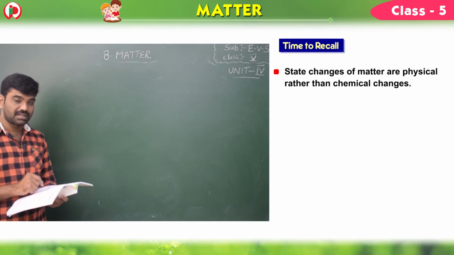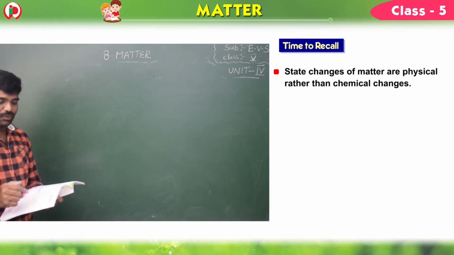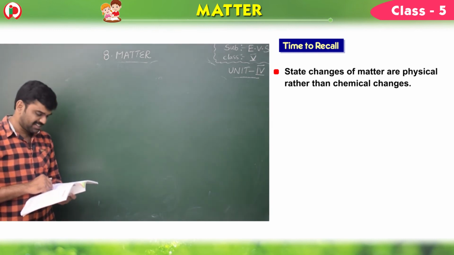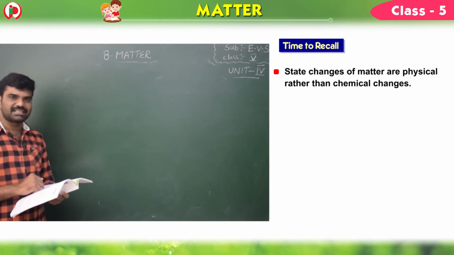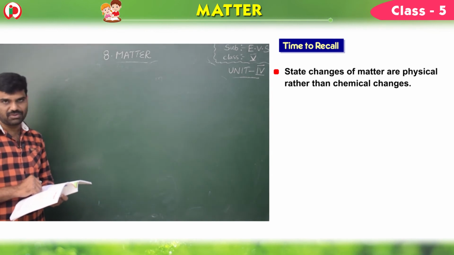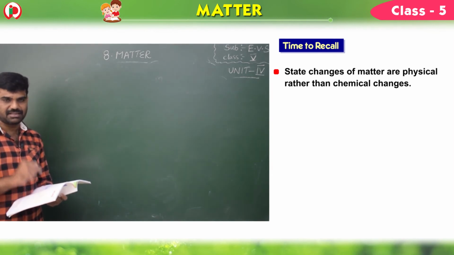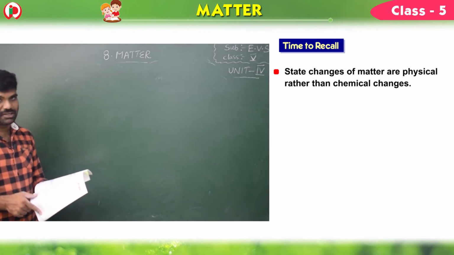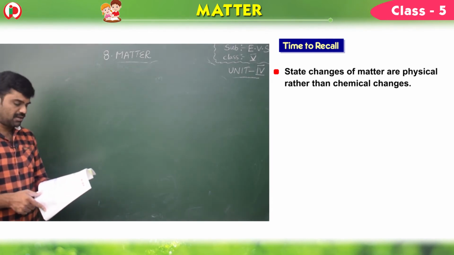Again, pure substances are divided into 2, children: elements and compounds. Mixtures are again divided into 2: homogeneous and heterogeneous. Homogeneous means same, heterogeneous means different. And pure substances, elements and compounds. Elements are single, compounds are combinations. Even compounds are divided into 2, inorganic and organic.